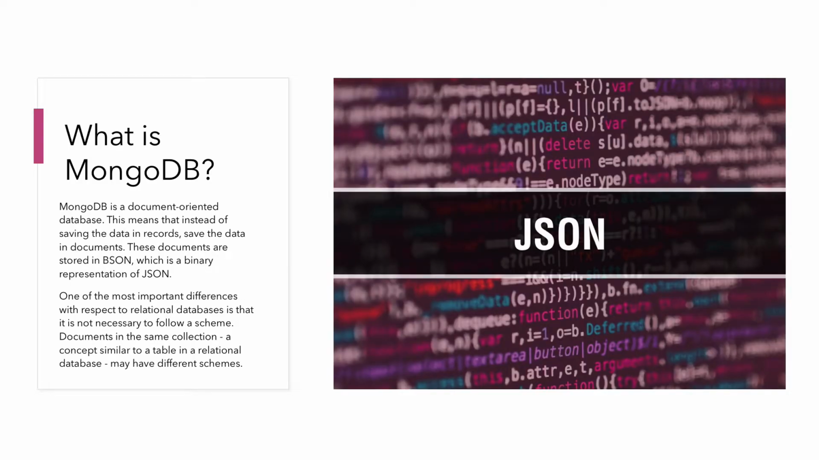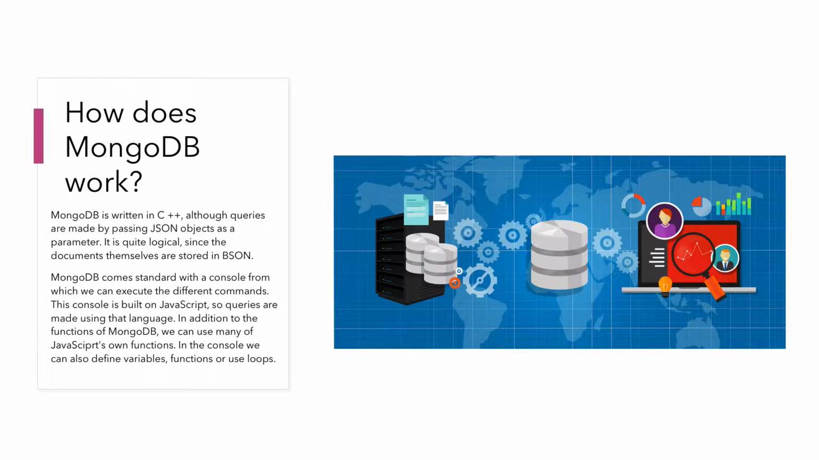So, what is MongoDB? MongoDB is a document-oriented database. This means that instead of saving the data in records, it saves the data in documents. These documents are stored in BSON, which is a binary representation of JSON. One of the most important differences with respect to relational databases is that it is not necessary to follow a schema. Documents in the same collection, a concept similar to a table in relational databases, may have different schemas.